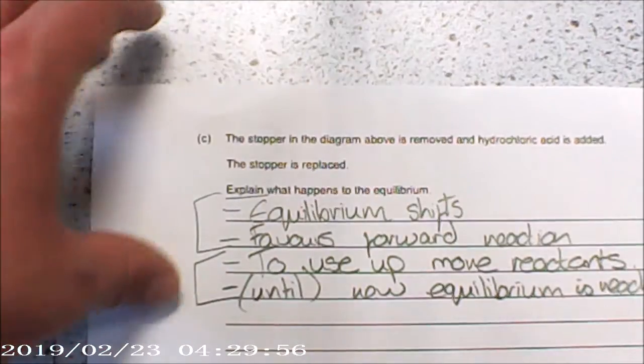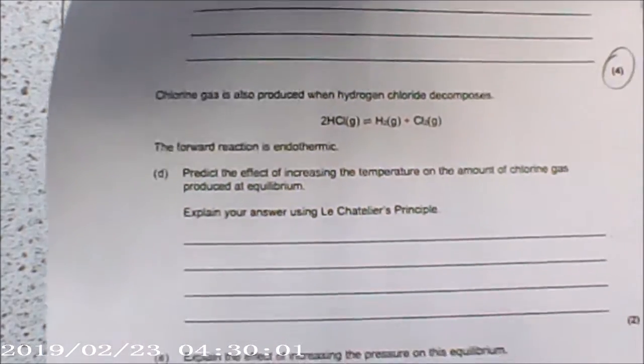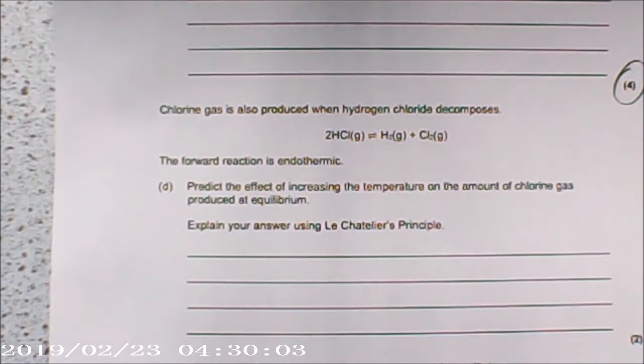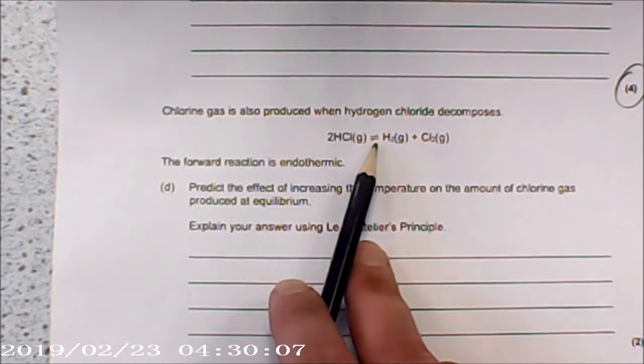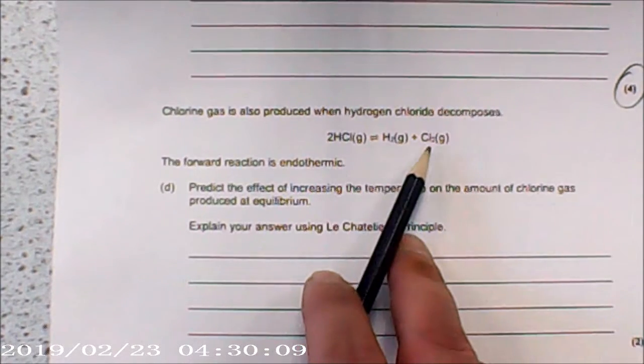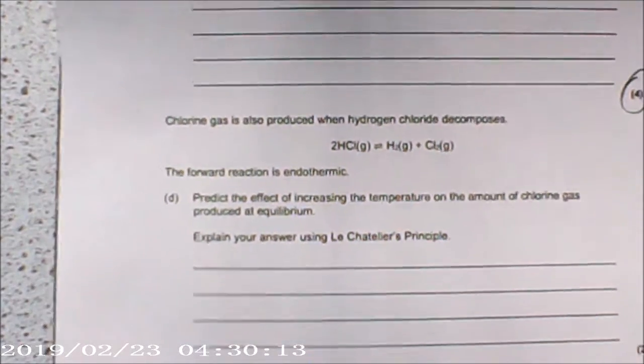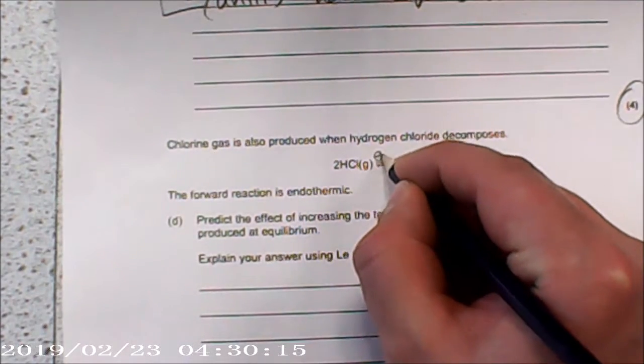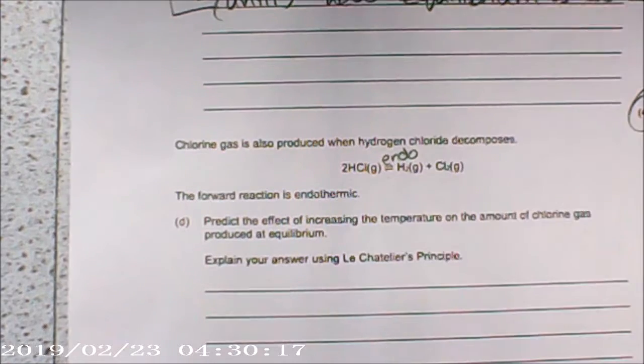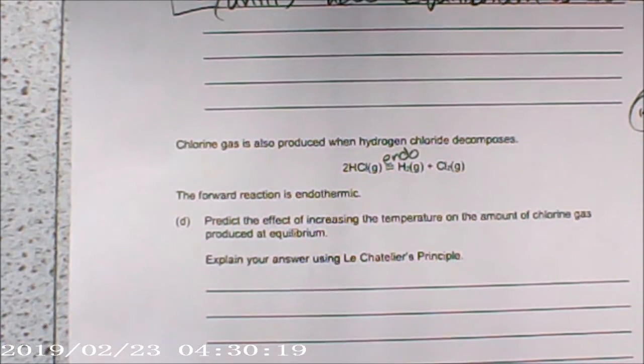That is definitely higher. Right, next one. Chlorine gas is also produced when hydrogen chloride decomposes. So we've got a hydrogen chloride gas, and it's decomposing to hydrogen and chlorine gas. The forwards reaction is endothermic. So my forwards arrow is endothermic.